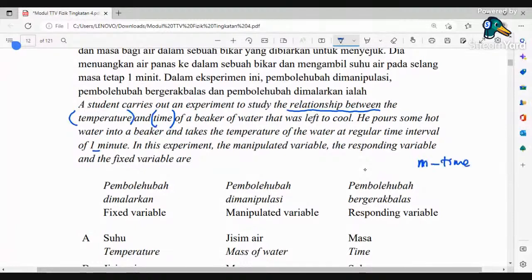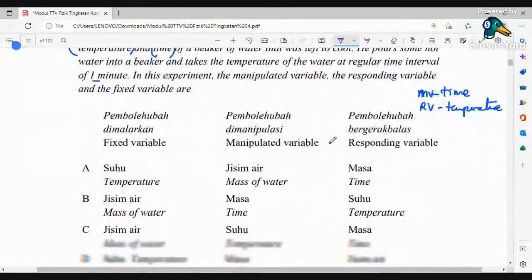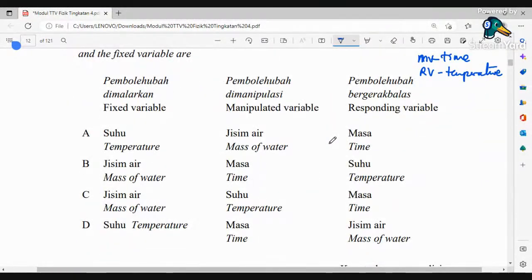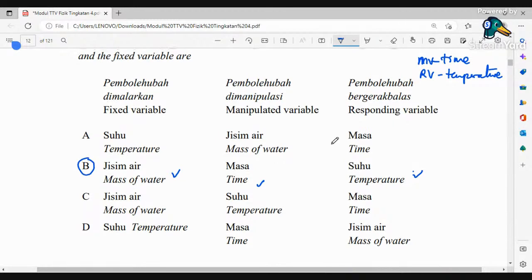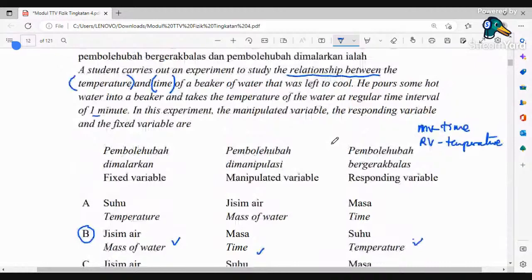The word is temperature will be RV. Do you see it there? Okay, so we look: the manipulated variable is time. The responding variable is temperature. The others are all wrong. The fixed variable is time, correct. Okay, answer B. This is number 8, 8 B. Do you see? That is how we look at the question.